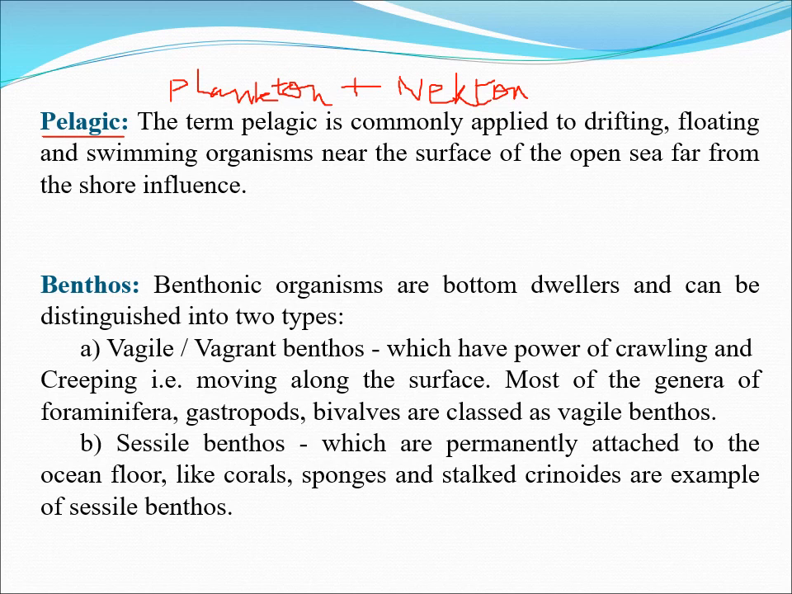Benthic, as I already told you, benthic organisms are bottom dwellers and they are of two types: vagile, that means the mobile benthos, and the sessile, that is the permanently attached or immobile benthic organisms which are attached to the substrate, and they are known as sessile benthos.